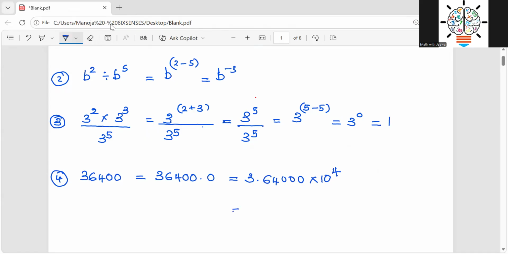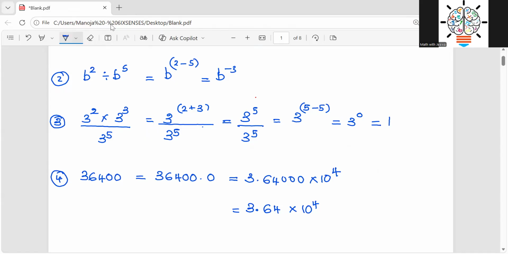And then you conclude your answer: 3.64 × 10 to the power of 4. No point of writing the zeros at the end, but I showed that step to show the decimal moved. Actually, the decimal is not moving anywhere. I have told this many times. But for easy reference, we say the decimal is moving to the left or right. But I wanted to show that step.